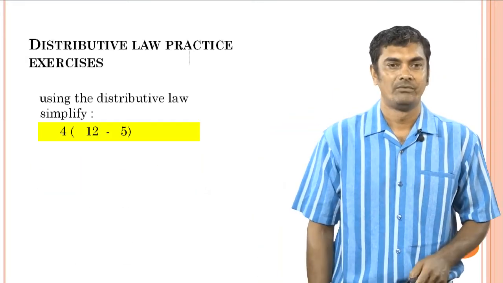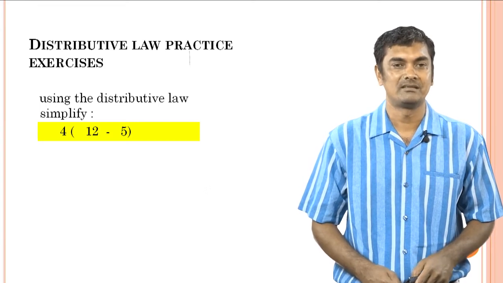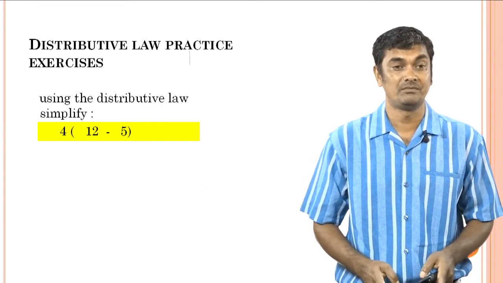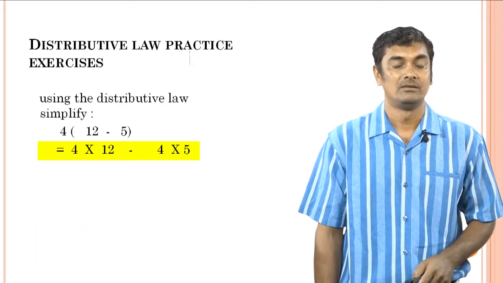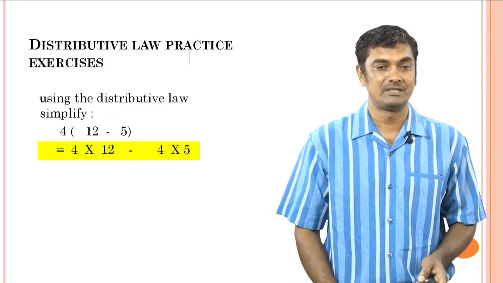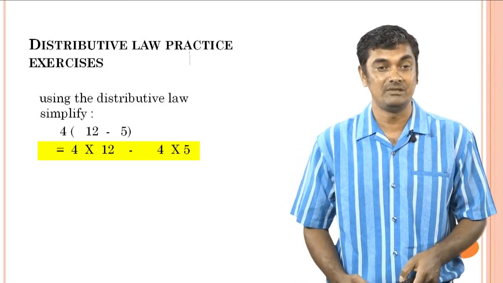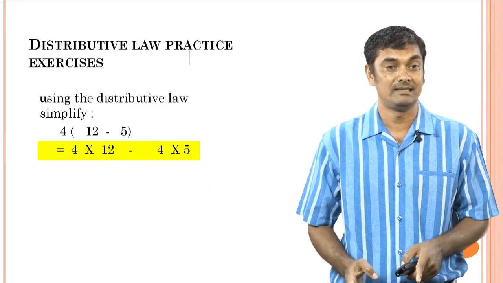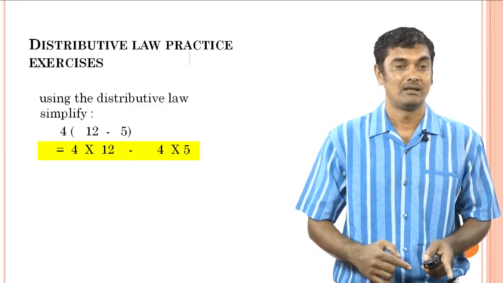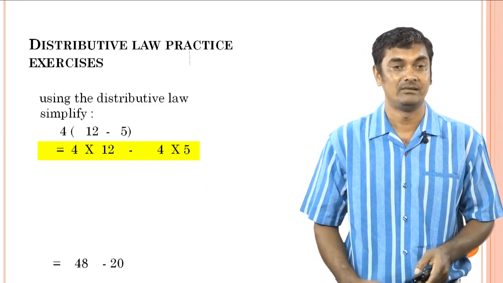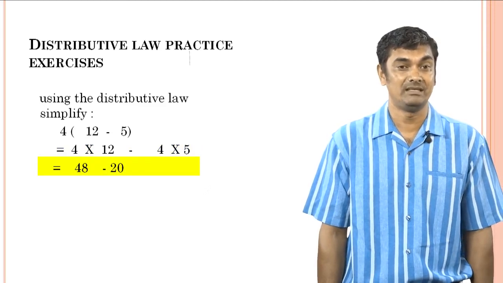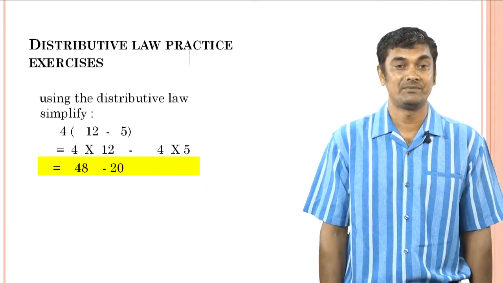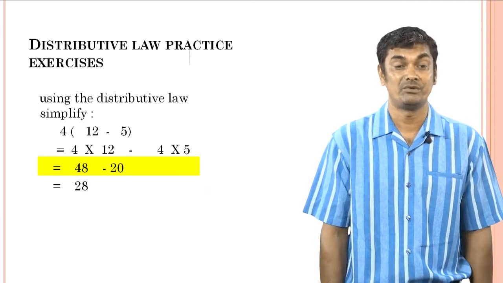Another example, 4 of (12 minus 5), using the distributive law. Excellent. So you take the 4, which is the common factor, times the first value in the parentheses, not forgetting the subtraction sign, and it becomes 4 times 5. In computing, 12 times 4 would have given us 48, minus 4 times 5, which would have been 20, hence the solution would have been 28.